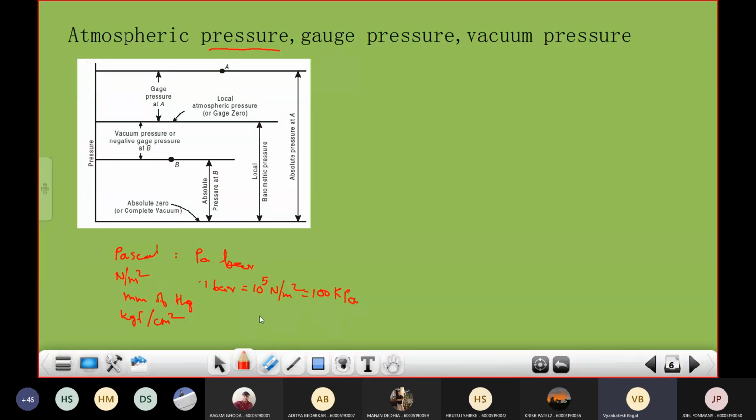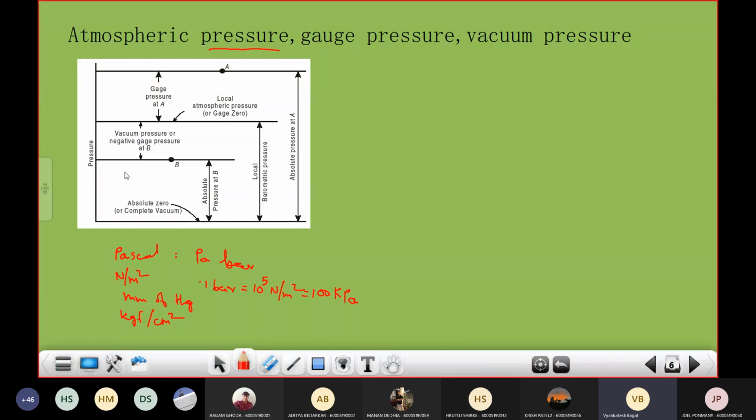Just tell me, is it correct or not? So 1 bar is also equal to 10 raised to 5 Newton per meter square, which is also equal to 100 kilopascal, right? Correct? So note down all these. This will be required for solving numericals.